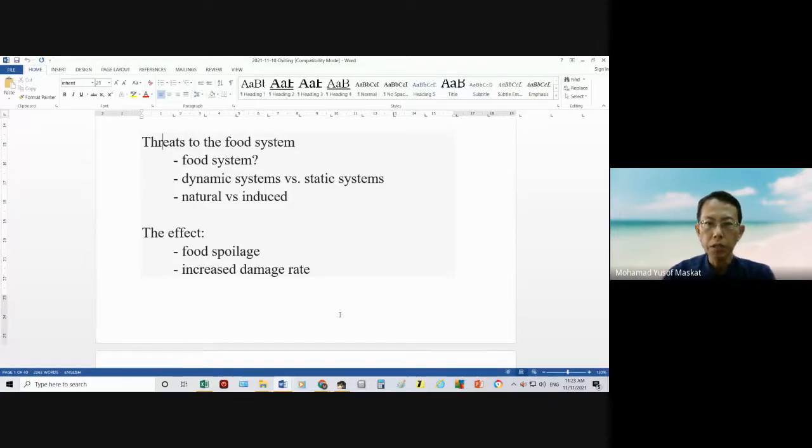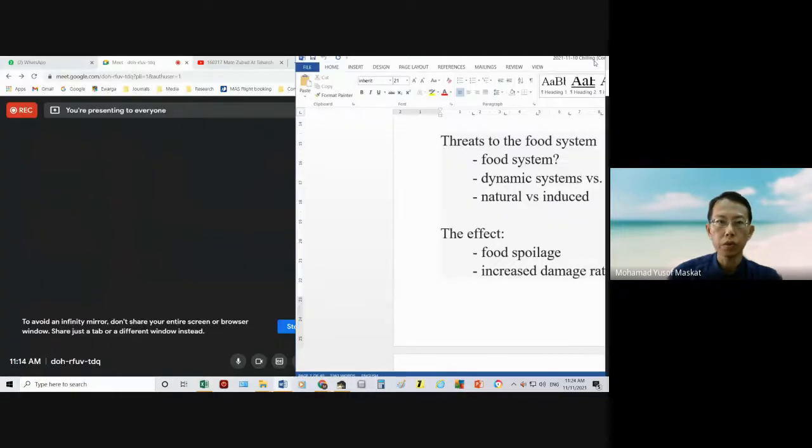And then dynamic systems versus static systems. When we say dynamic, it means that it changes. Dynamic systems are changing systems. Static systems are systems that basically do not change. So are foods dynamic systems or static systems? If you take a can of sardines, or a pack of food, like nasi lemak or burgers, and you put it on the table in the morning, and then in the afternoon or in the evening, the food will still be there, right? The food will still be there.